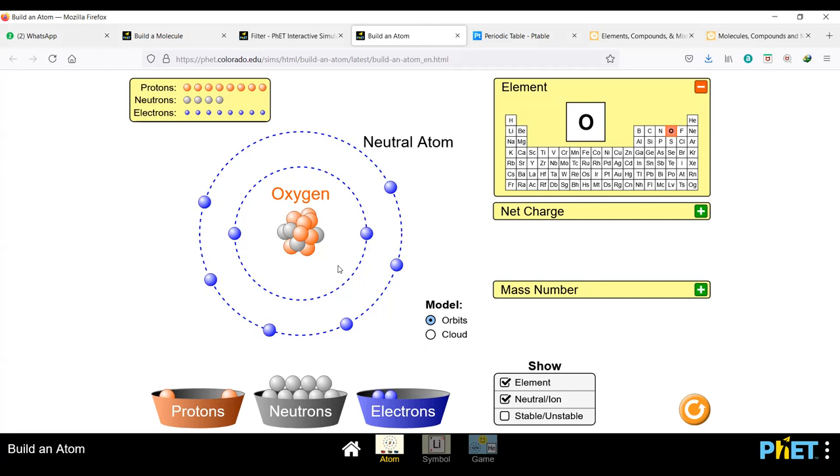Okay, who knows? Miss, can I say? Okay, Yasin. It will gain 2, so it will be complete. So it will be a negative or positive ion? Negative ion. Yes, very good.